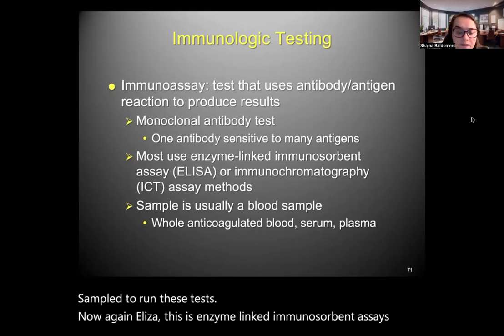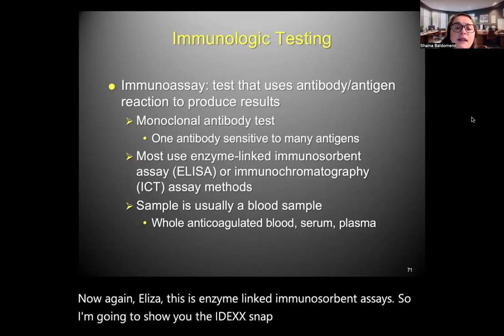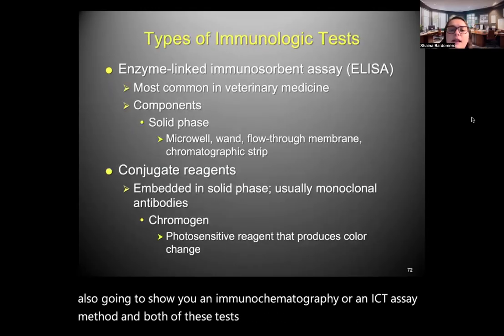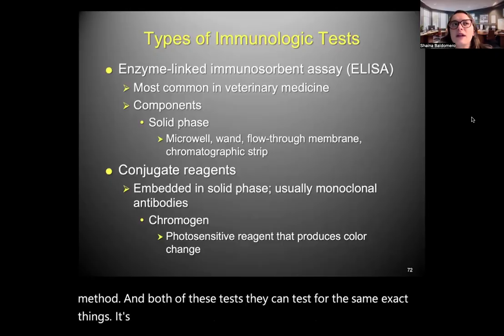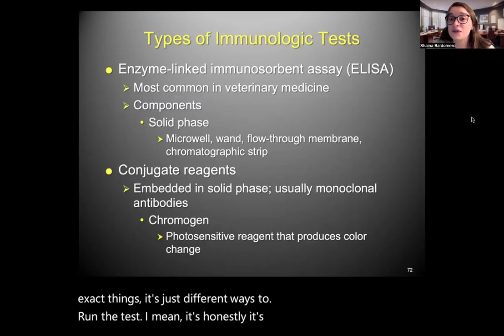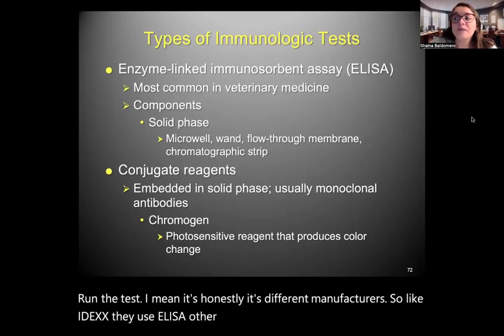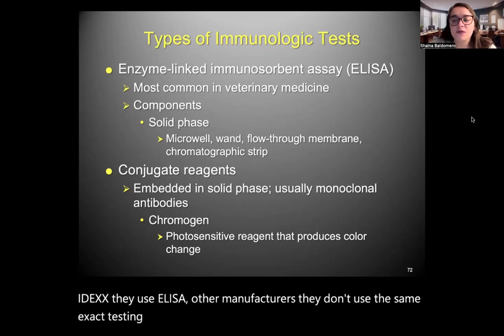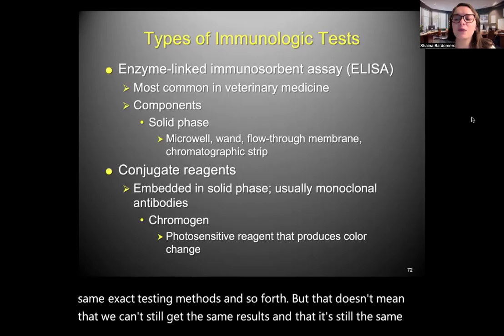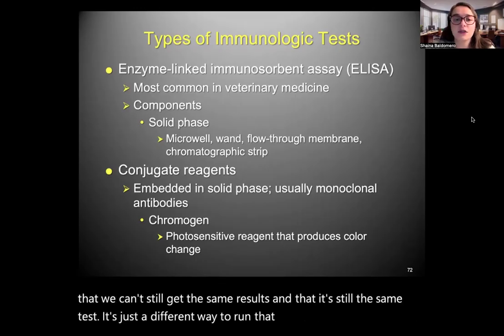Now, again, ELISA is enzyme-linked immunosorbent assay. So I'm going to show you the IDEXX SNAP test of the ELISA, and then I'm also going to show you an immunochromatography, or ICT, assay method. Both of these tests can test for the same exact things. It's just different ways to run the test, and honestly, it's different manufacturers. Like IDEXX, they use ELISA. Other manufacturers don't use the same exact testing methods. But that doesn't mean that we can't still get the same results and that it's still the same test. It's just a different way to run that test. And it's very easy to do.